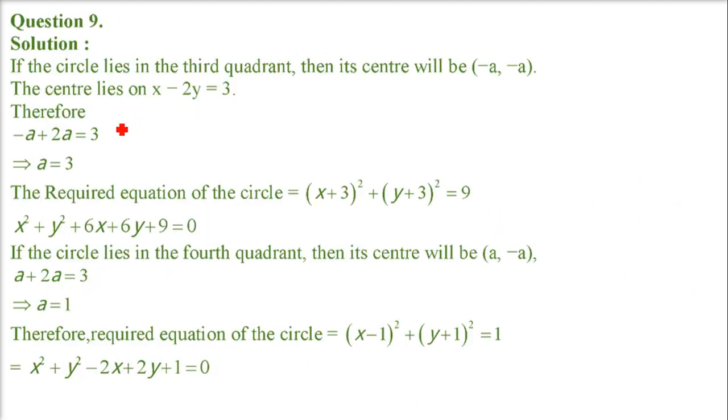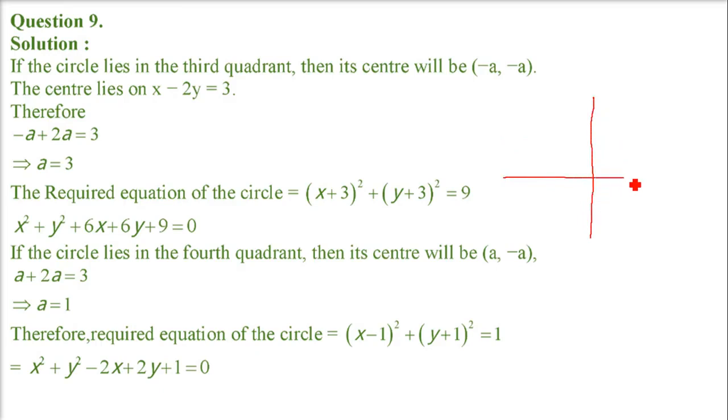This is question number 9. Find the equation of the circle which touches the axes and whose center lies on x minus 2y equals 3. So here are certain scenarios which I am going to make. First thing is, let me tell you, because there are certain questions which are going to come just after this.